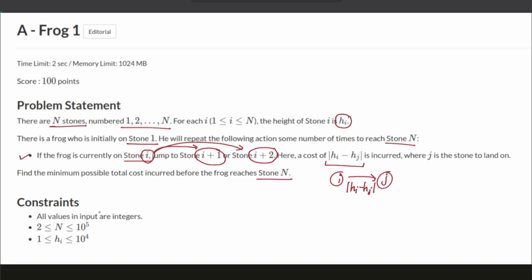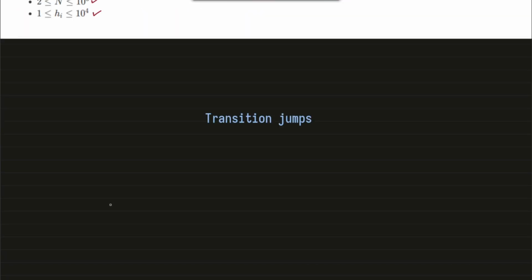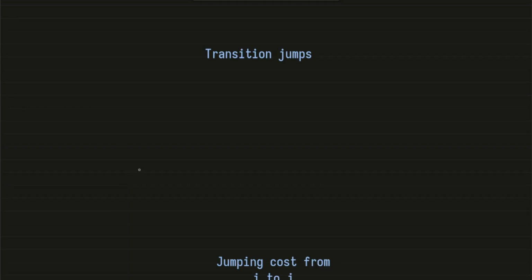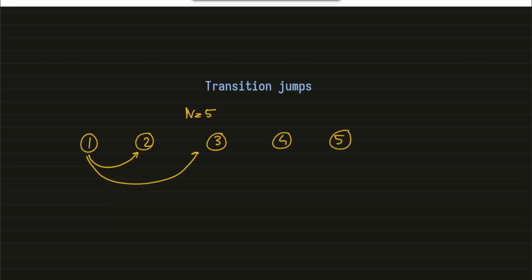Constraints for n and h are as follows: n up to 10^5 and heights up to 10^4. Okay, so the first thing that we can observe here is how the transitions between the jumps are happening. Since initially we are at stone 1, let's say n equals 5 in this case, then we have 5 stones. From the first stone we can jump to the second or the third, because we are only allowed from i to i+1 or i+2.